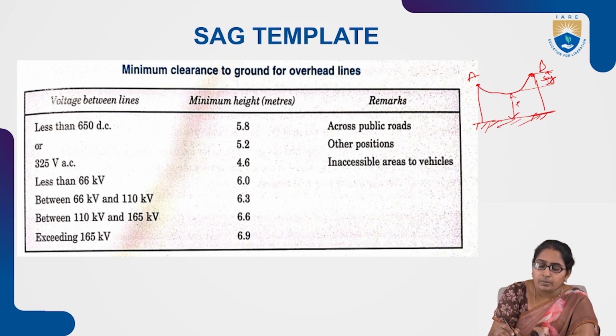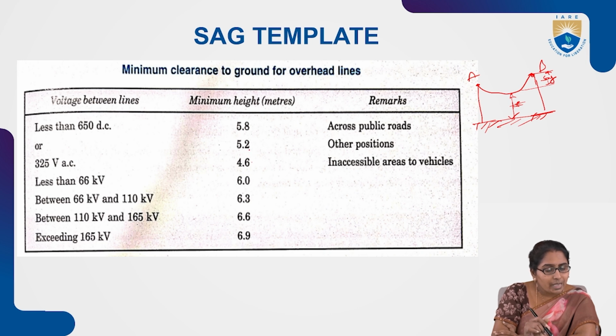So they are telling this value, minimum clearance to ground. For different operating voltages, that value changes. For less than 650 V DC supply, the minimum height is 5.8, or for 325 V AC supply, it is given as 4.6.